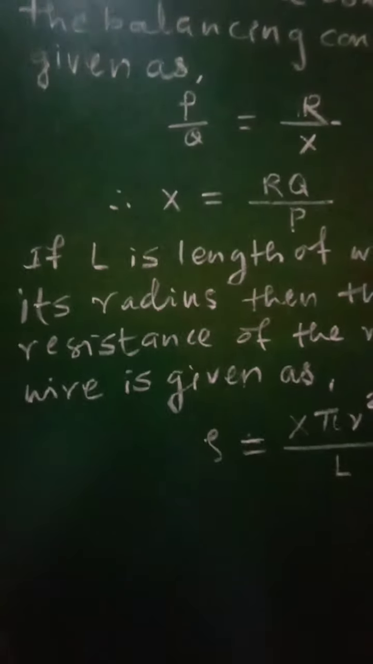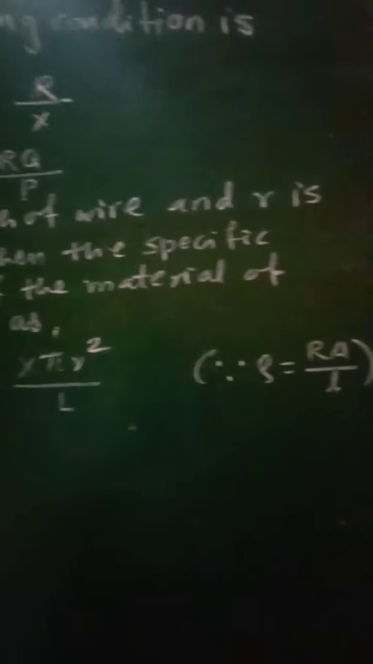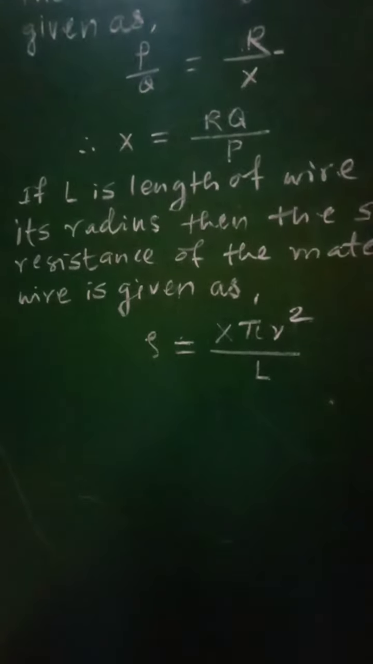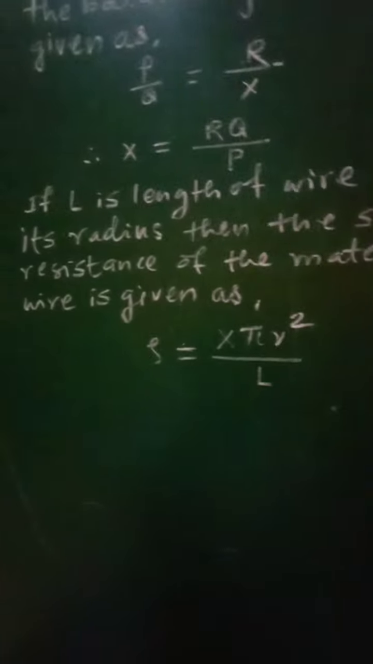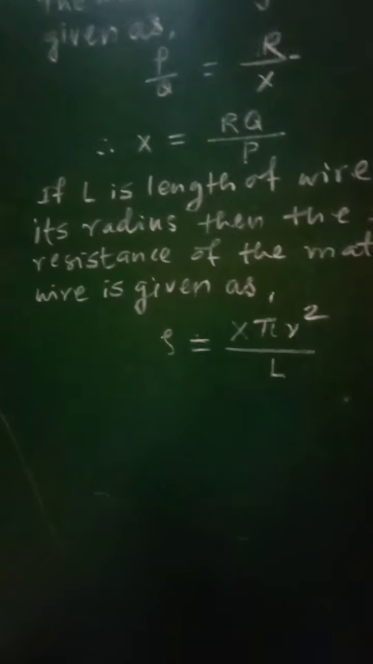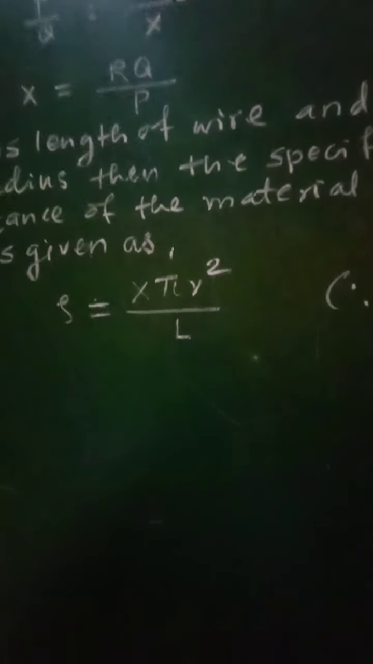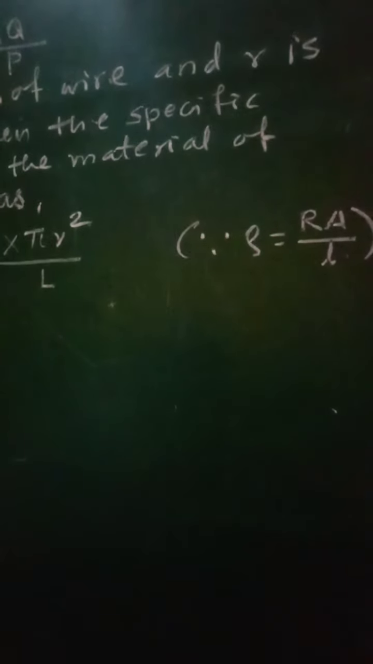Now if the length of the wire is taken as capital L, and small r represents its radius, then the specific resistance of the material of that wire is given as rho equal to X pi r square upon L. The general expression for specific resistance: R is rho L upon A, where R is resistance, A is the area of cross section of that wire, and L is the length.